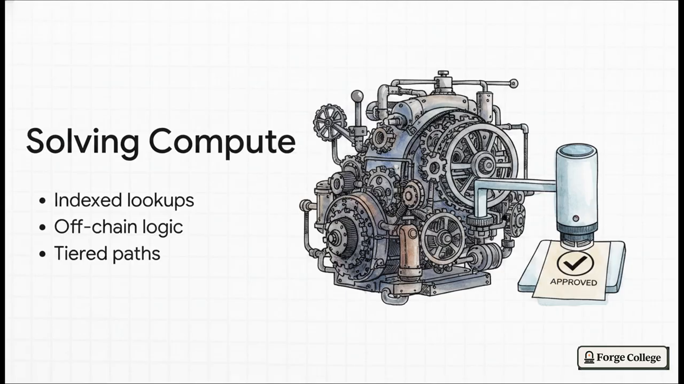I mean, it's an absolute disaster for your compute budget. So what's the play? Well, we could replace those loops with index lookups. Or even better, what if we just move the heavy matching logic to off-chain matching engines entirely? Then the on-chain program just processes a really succinct settlement proof. We could even introduce tiered settlement paths for smaller trades.